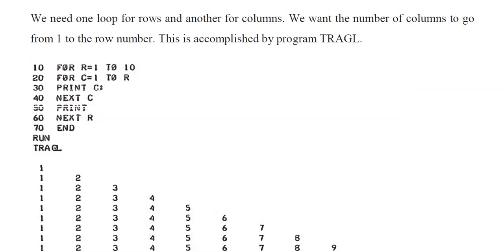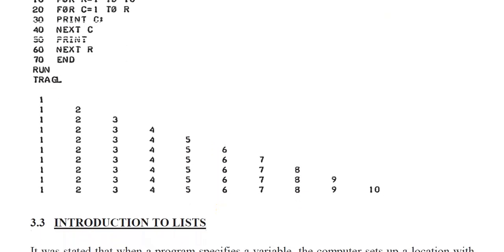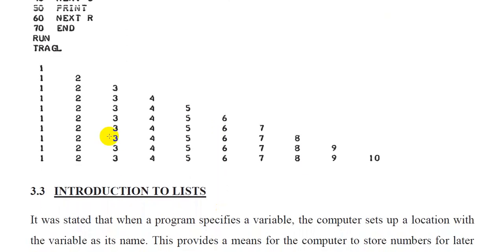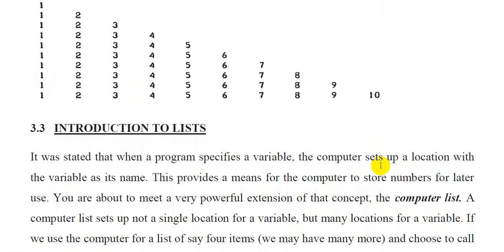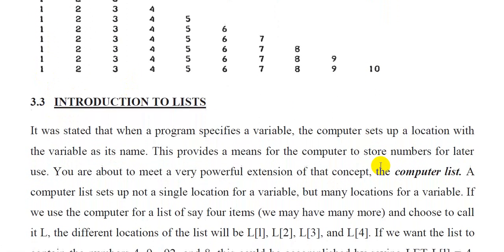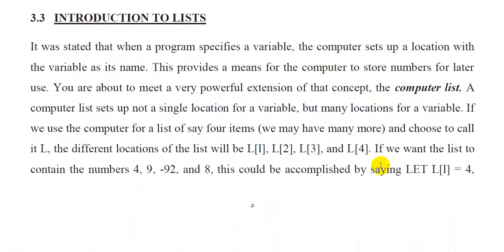Traggle will be as follows, as you can see right here, in the form of a histogramic representation, or histogramic visualization. 1, 1, 1, 1, 1, 1, 1, 1, and 2, and 3, and 4, and 5, and 6, and 7, 8, 9, and 10. A diagonal ascending assortment, as you can see.